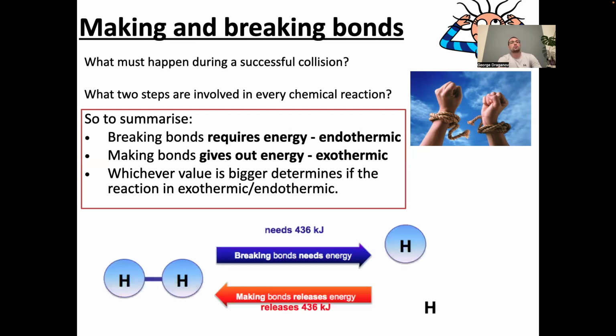So, for example, a hydrogen H2 molecule will break its bonds to form two hydrogen atoms. That requires 436 kilojoules. When the two hydrogen atoms combine to make the H2 molecule, they're going to release 436 kilojoules. So it is all a conservation of energy principle.